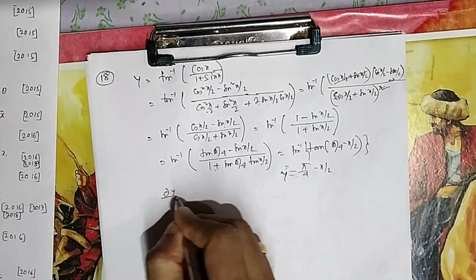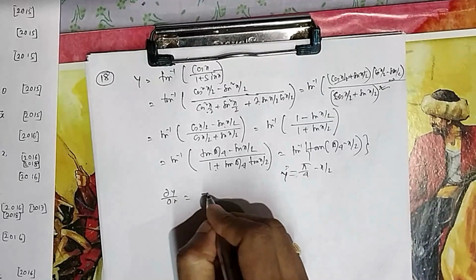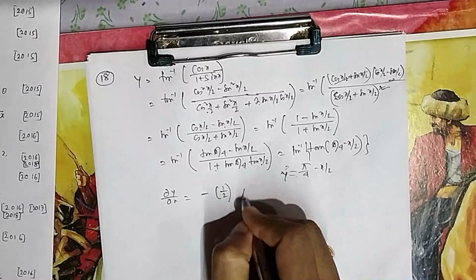Now if you differentiate dy/dx, it will be a single one-line step. It will be 0 minus x by 2 will be only equal to half. So that is your answer.